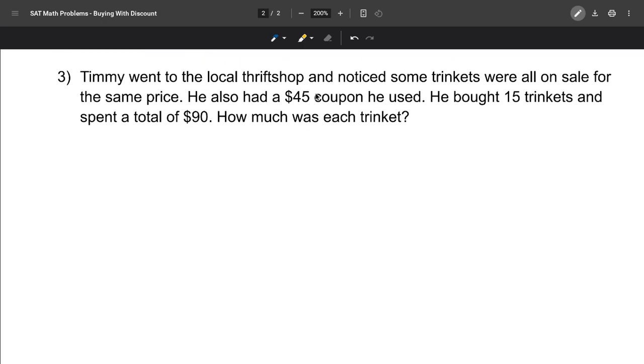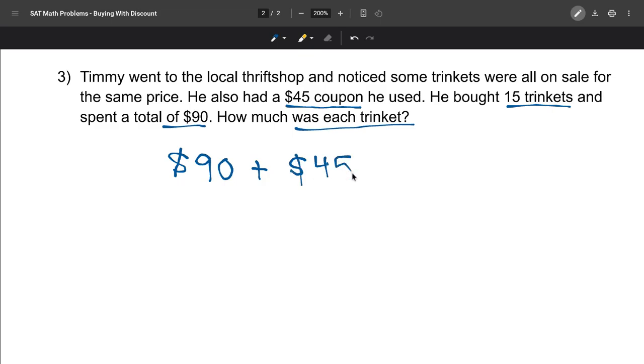Timmy went to a local thrift shop and noticed some trinkets were all on sale for the same price. He also had a $45 coupon he used. So $45 coupon. He bought 15 trinkets and spent a total of $90. How much was each trinket? So we're going to take the original amount he spent, the $90, and we're going to add 45. That's how much he would have spent without the coupon. So that's going to be $135.